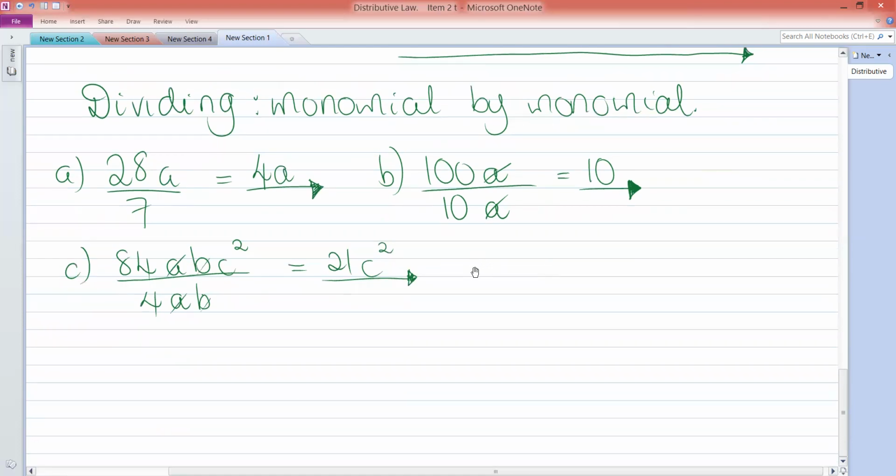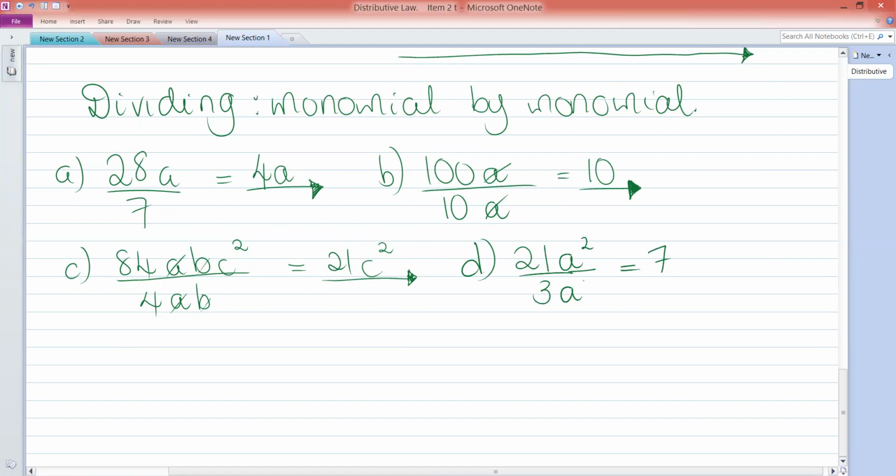Awesome. Let's go on to D. Now, I'm going to introduce a slightly different one. So let's look at 21 divided by 3a squared, and you have a at the bottom. So the trick with these types of questions is to start with the coefficients and then we'll go on to the variables. So 21 divided by 3, what's that? That gives us 7. Awesome.